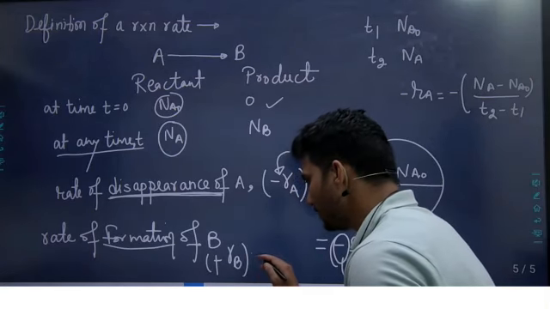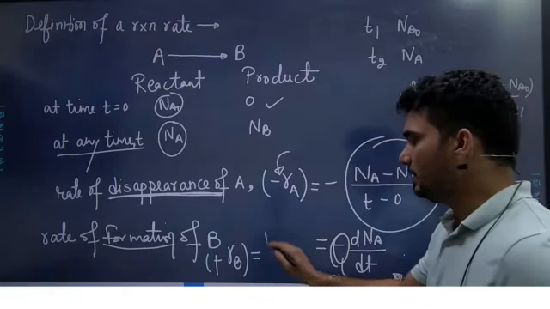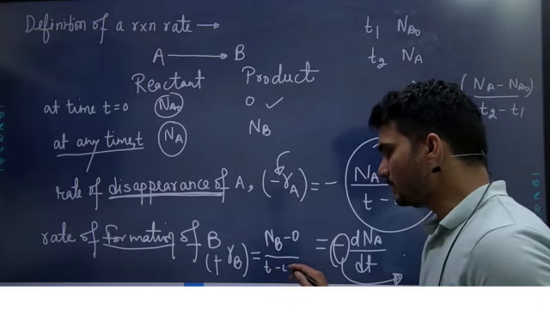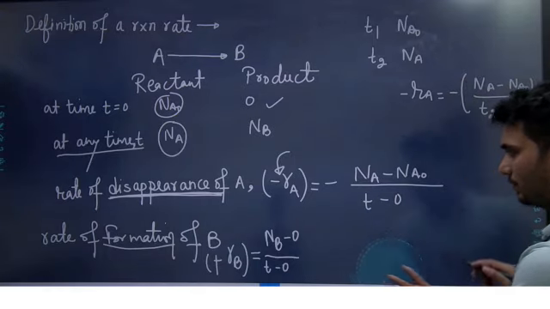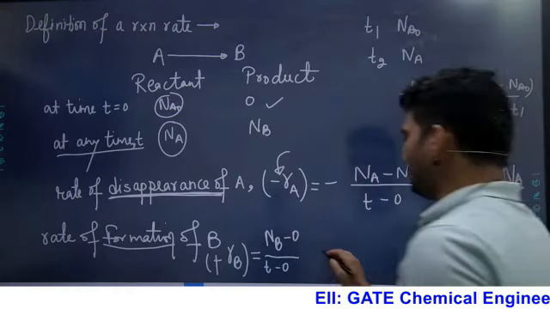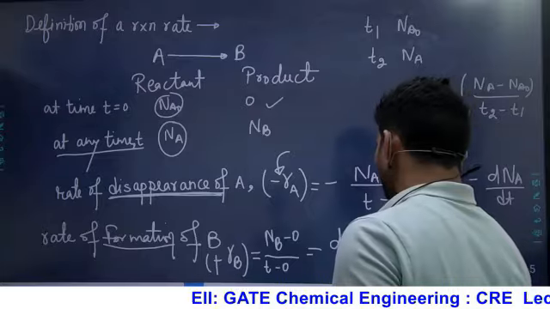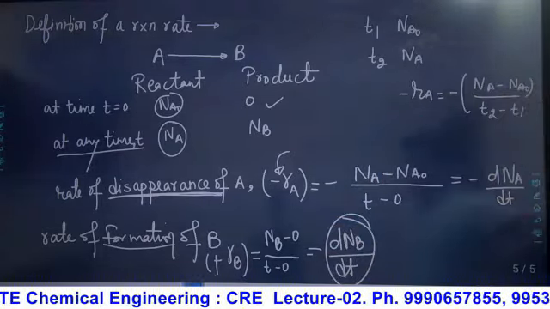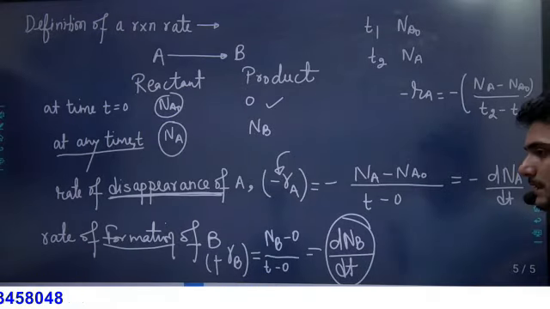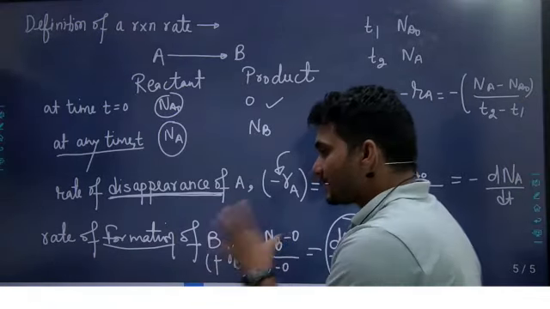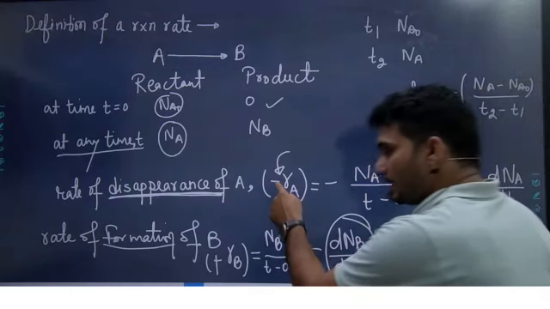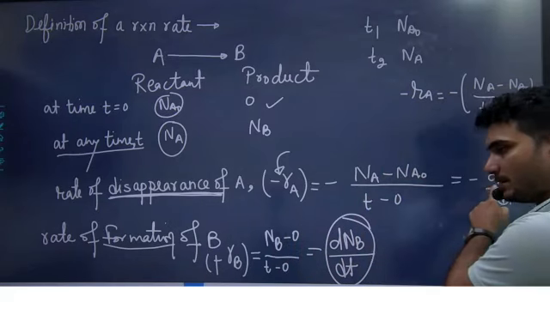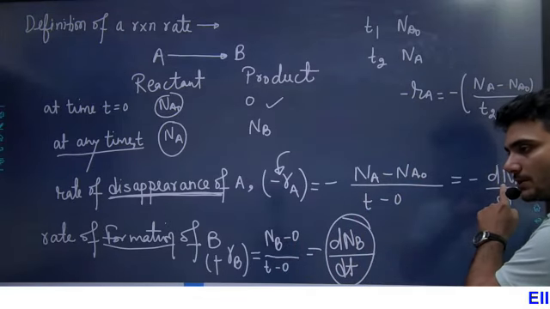Plus Rb is equal to final moles Nb minus 0 divided by t minus 0. So you can write it as dNB divided by dt. Are you finding it or not? In this case, this sign we will not use in the mathematical calculation, and this negative sign we will use in the mathematical calculation.